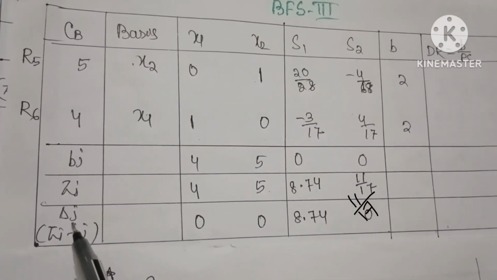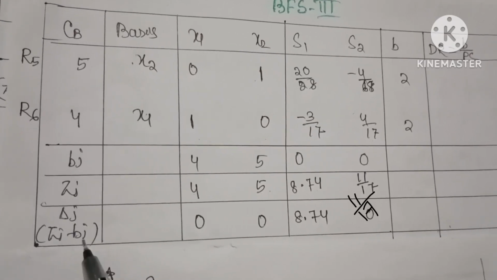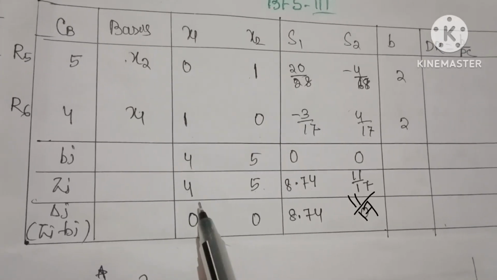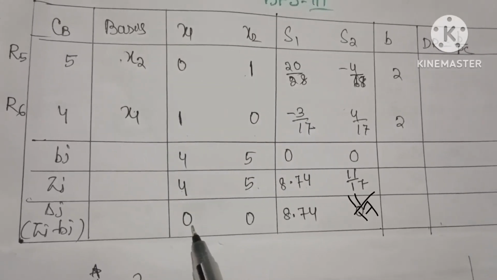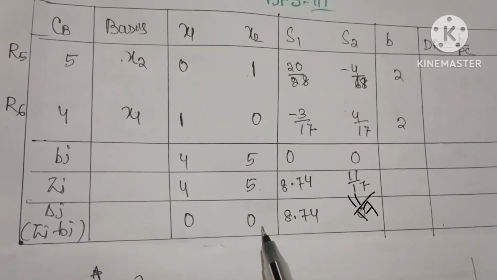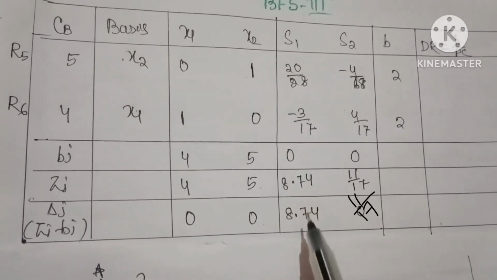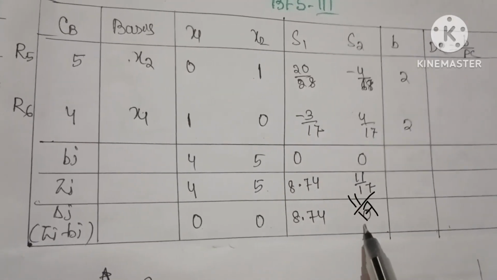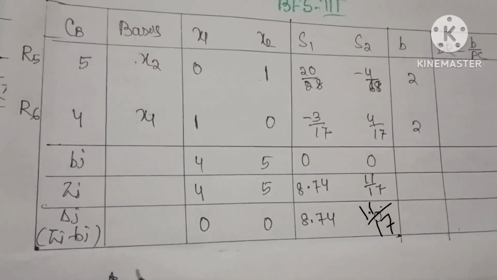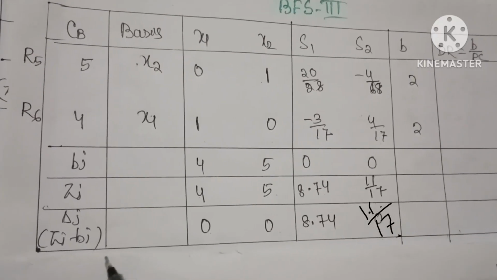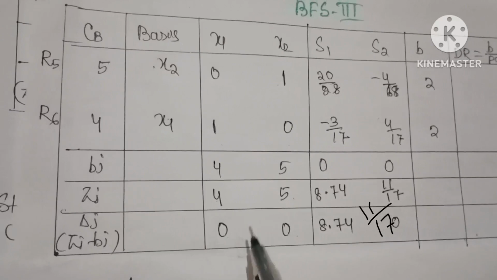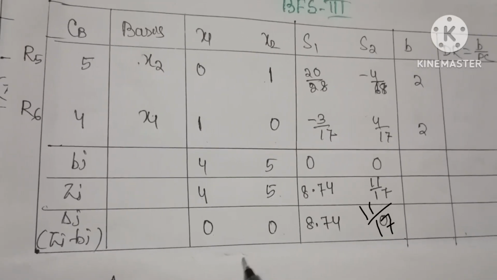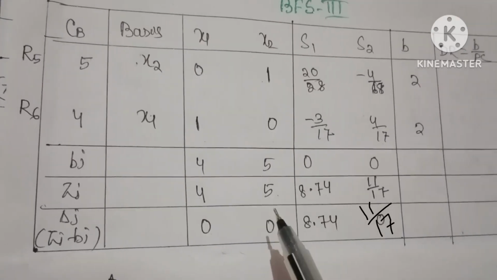Now we will calculate the values of the indicator row, which is z minus pj. So this is 4 minus 4 equals 0. This is 5 minus 5 equals 0. This is 8.74 minus 0 equals 8.74, and this is 11 by 17 minus 0, which equals 0. Next we will check the optimality test. The indicator row shows that nothing is negative, so that means an optimal solution is possible here.